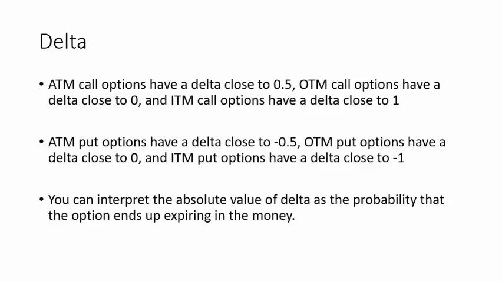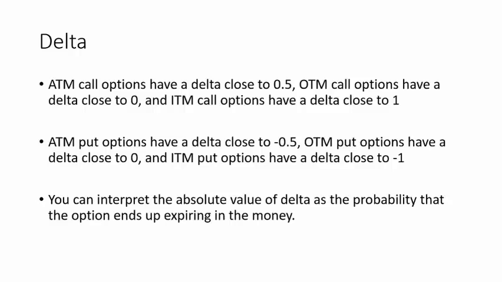So in practice, what does delta actually come out to? Delta will take a wide range, okay? It will typically, always, as I said, be between 0 and 1, but there are certain deltas you'll come across more frequently. So at the money call options have a delta that's close to 0.5, okay? It may not be exactly 0.5, but it's close. Out of the money call options have a delta that's close to 0, and in the money call options have a delta close to 1.